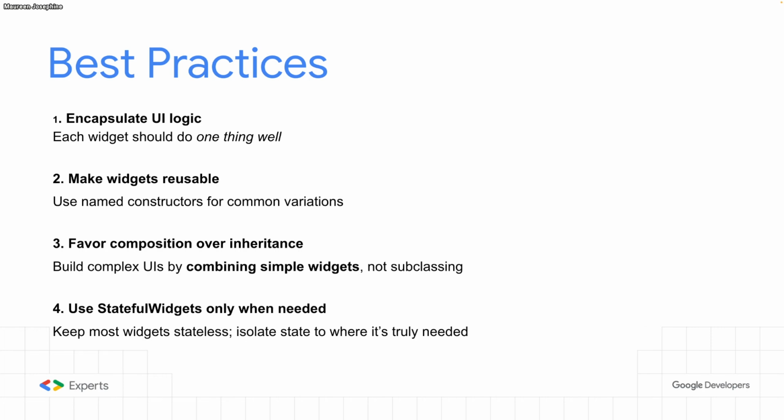It means that if you have a UI with a label text and it does not have any other property or functionality that would change, it would always stay the same text, always have the same color, nothing else would change. So that's a stateless widget. Keep most widgets stateless, and isolate state to where it's only truly needed so that it also improves your performance.